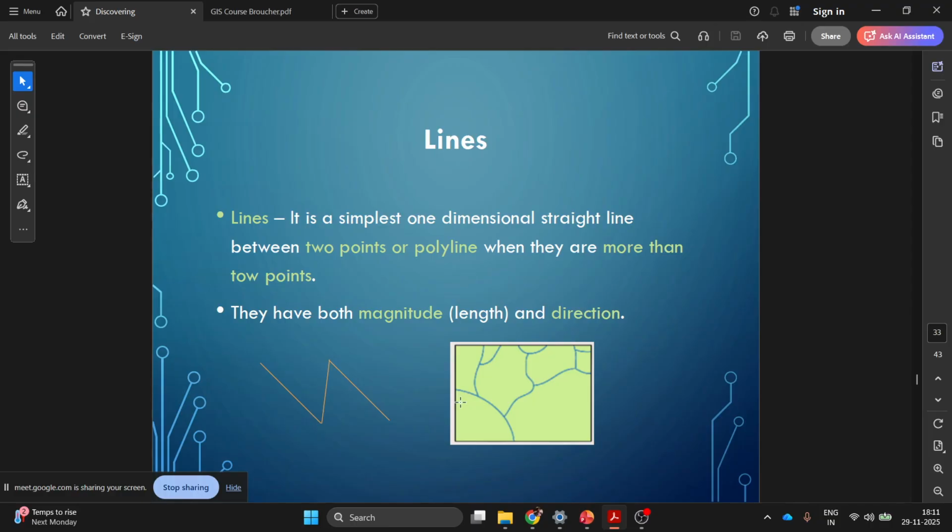And also roads. If there is a road coming from a particular city to another city, how the road is connected, whether the road is of first order or second order, that is, whether the road is a national highway or a state highway. So that is what I was referring to as first order and second order. As I said, it has both a magnitude and also a direction.